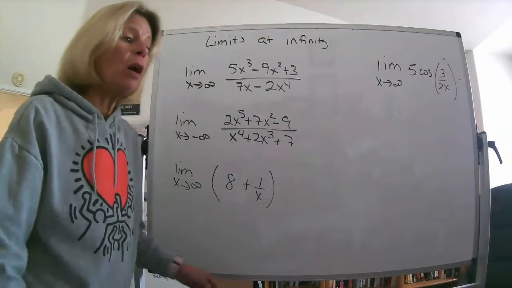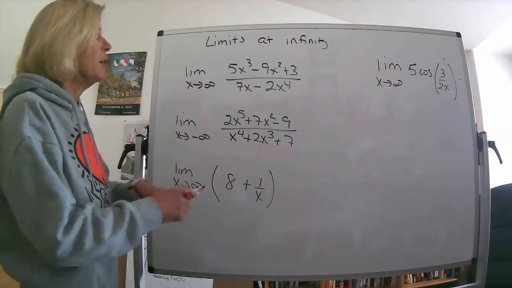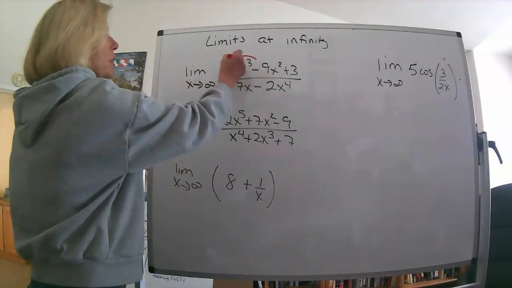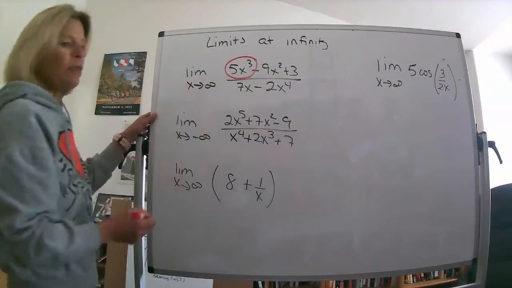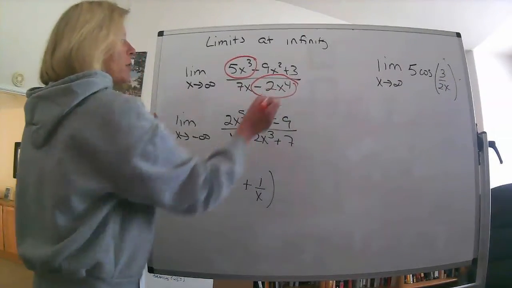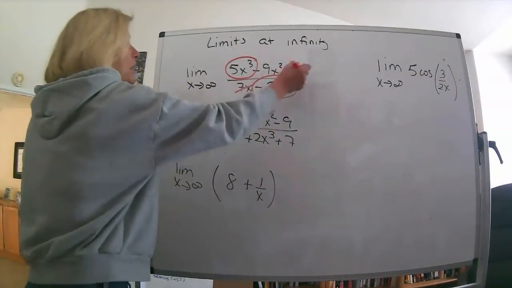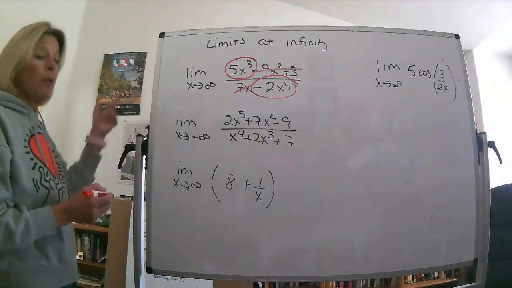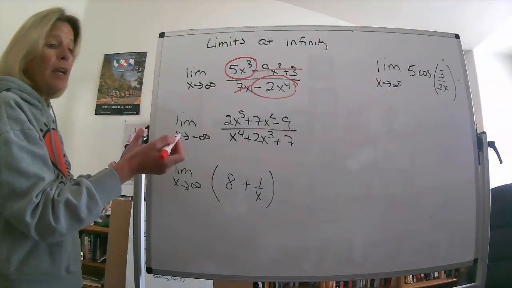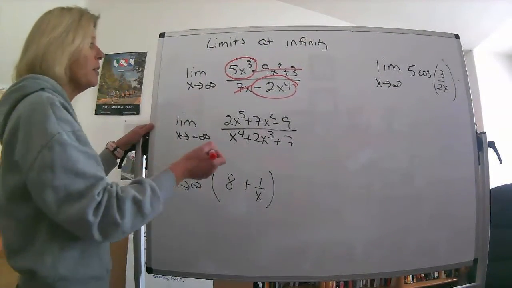The only thing I would caution you about is to see the order that the terms are written in. So here, terms are out of order. The highest exponent in the numerator is the 5x cubed term. The highest exponent in the denominator is the negative 2x to the fourth term. I can ignore everything else because as I'm approaching infinity, the highest exponent is what's going to take precedence over everything else.